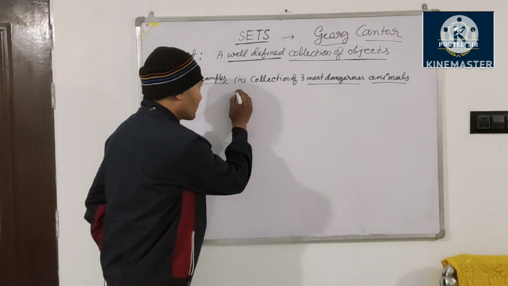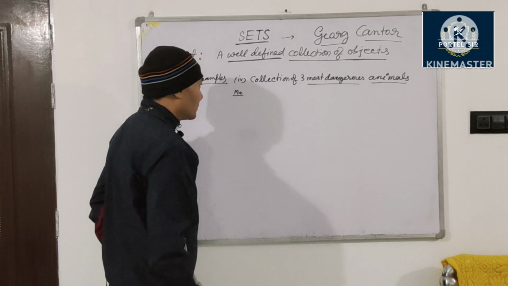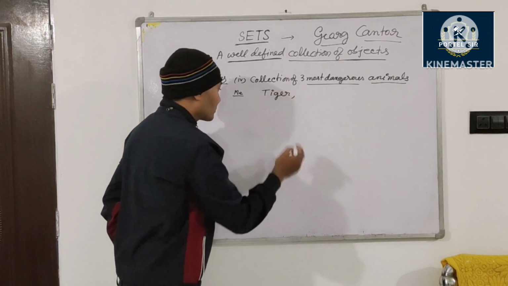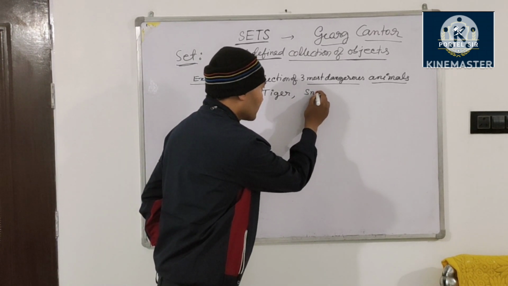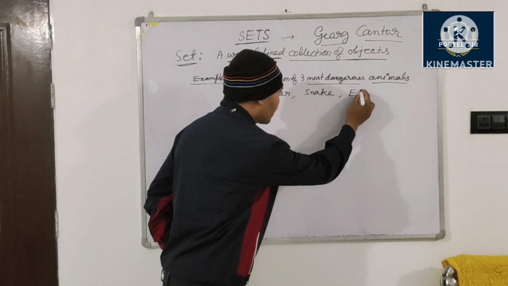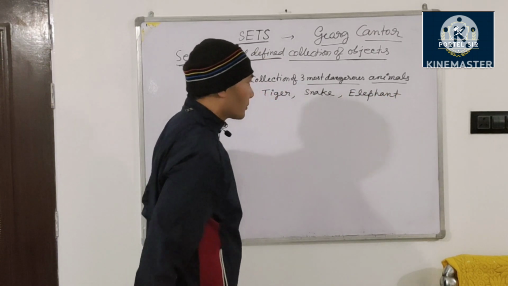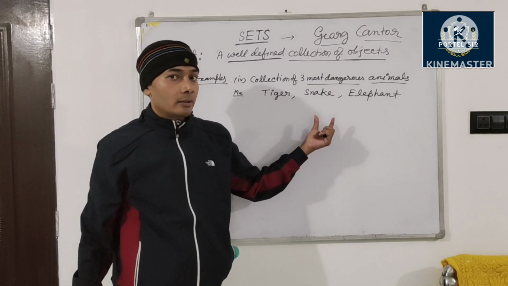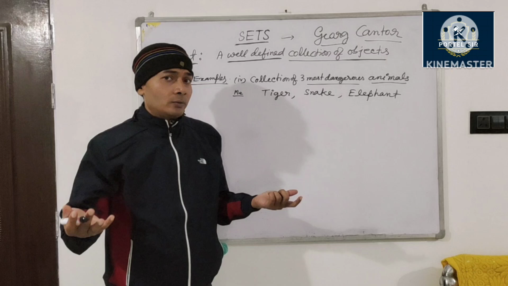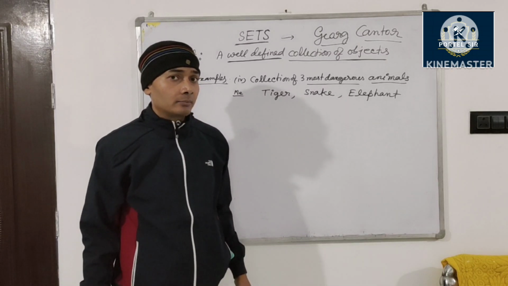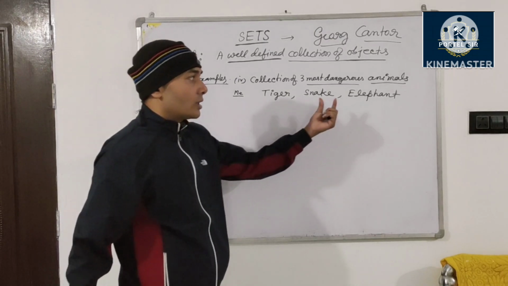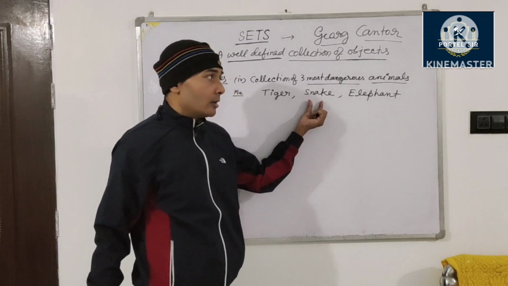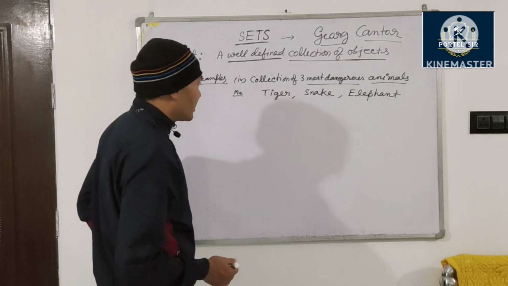See, according to me: tiger, snake, elephant. So for me, these are the most dangerous animals. Yes or not? Now see, for you this collection may change. Suppose you say, sir, I don't consider elephant a dangerous animal. Suppose you don't consider snake, or you don't consider tiger, then according to you these collections may be different.